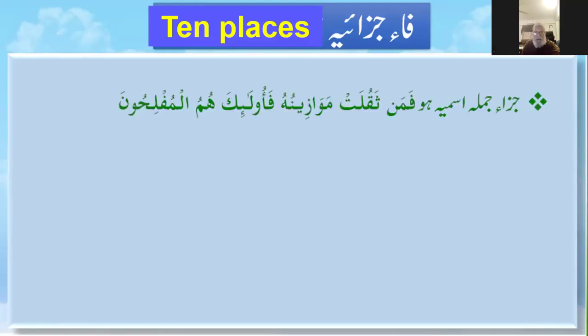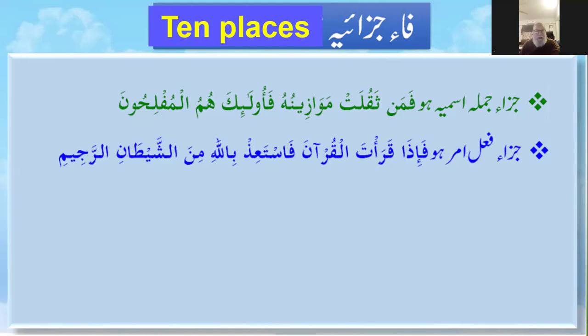One is Jumla Ismiya. When the Jawabul Shart, or the answer of the condition, is in the form of Jumla Ismiya, we use the fa. Just like فَمَنْ سَكُلَتْ مُوَازِنُ فَأُولَٰئِكَ هُمُ الْمُفْلِحُونَ. After the word fa, ulaika is the mubtada, humul muflihun is the khabar. So Jumla Ismiya is coming. So we use what? Fa.